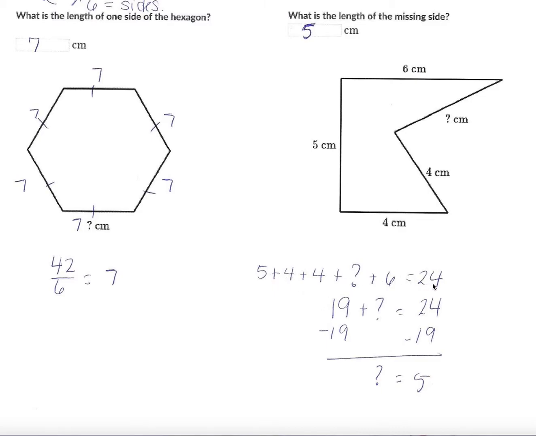What we are going to do here now is add all of our side lengths and set equal to 24. But we know one side length over here is missing, so I'm going to replace it with a little question mark. So I add 5 plus 4 plus 4 plus the question mark plus 6 and set it equal to a total of 24 centimeters.